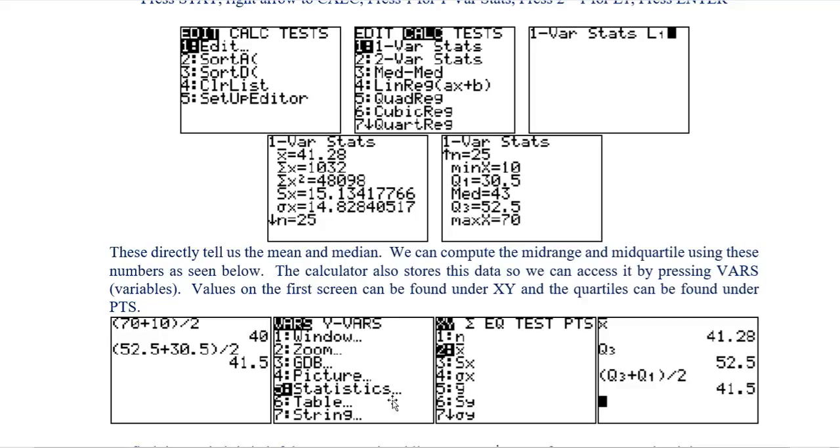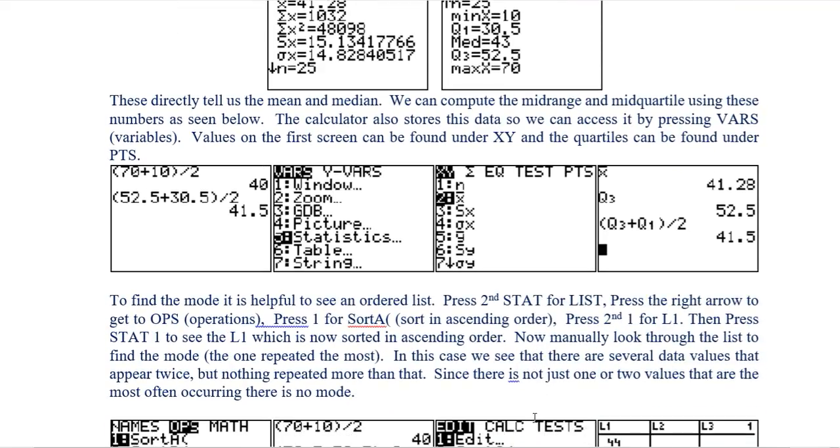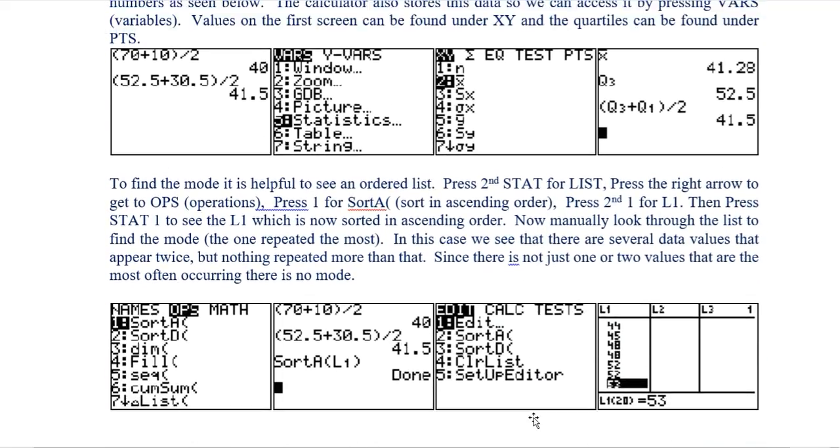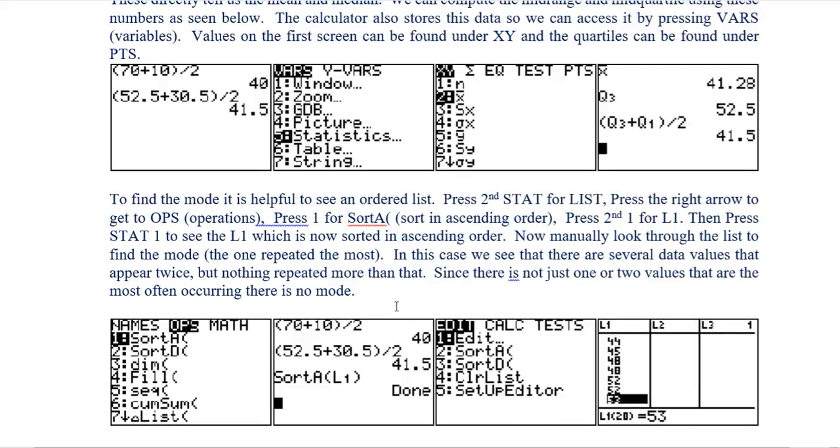Okay, so anyway, if you do that data set, you can compute it this way at 41.5, or you can actually type the numbers in this way. And similarly, you can use the minimum and maximum from the variables list if you don't want to type them in again. In this case, it's pretty easy just to type them in. Now the mode, you can't see that on your data list.